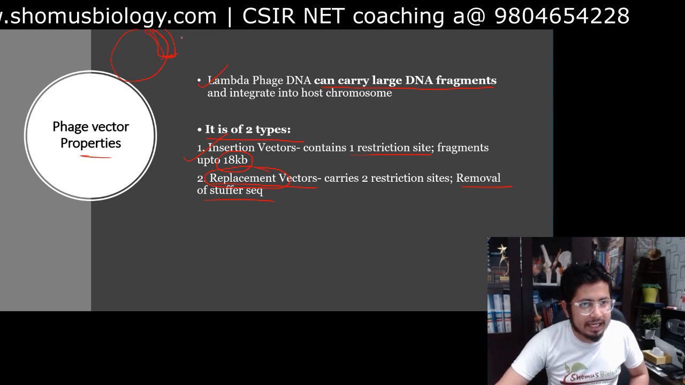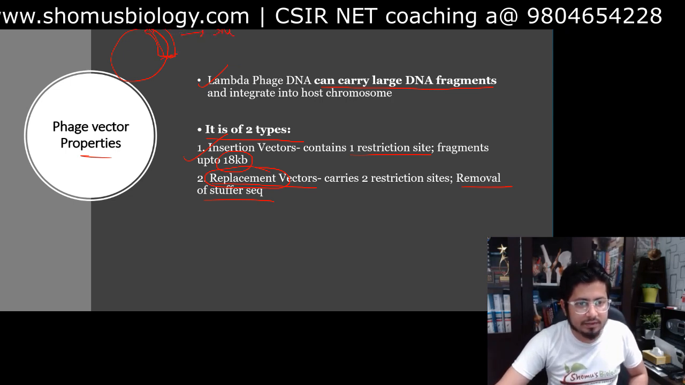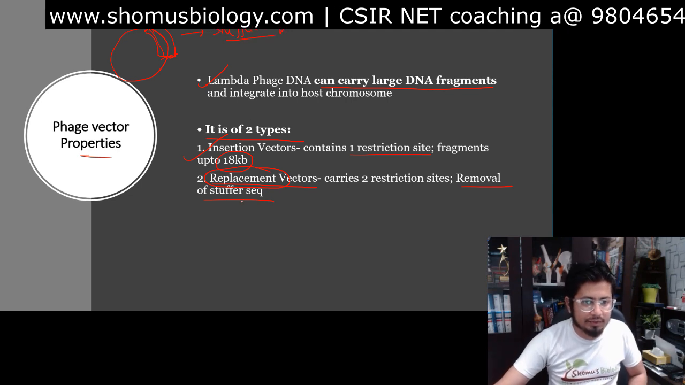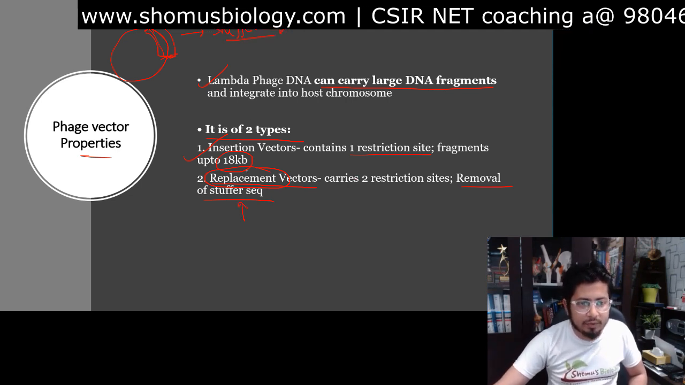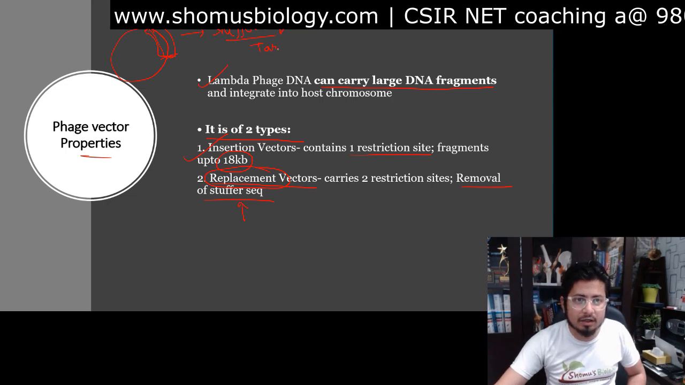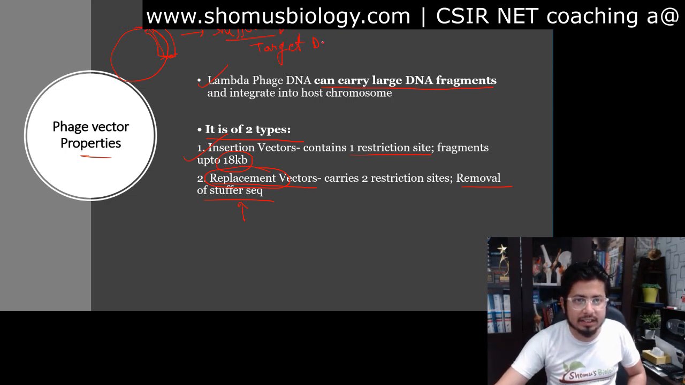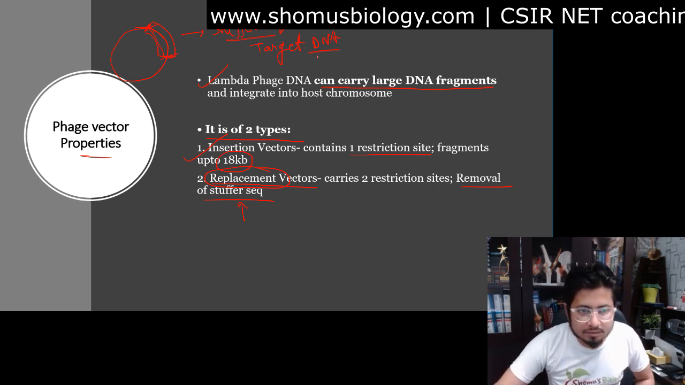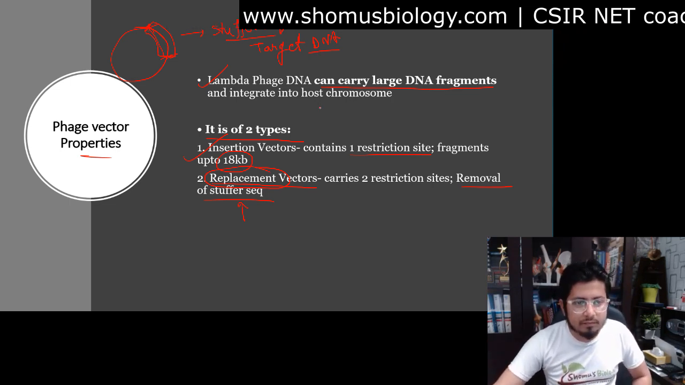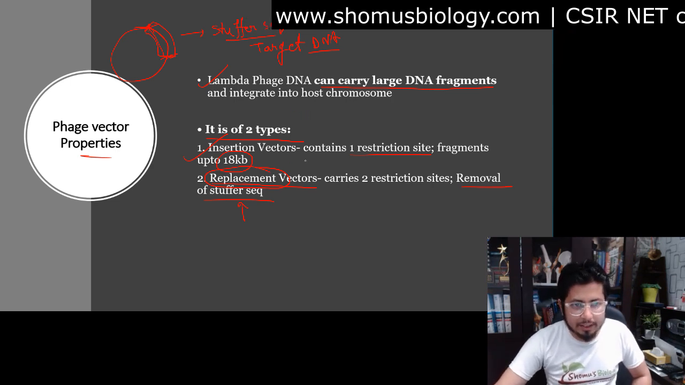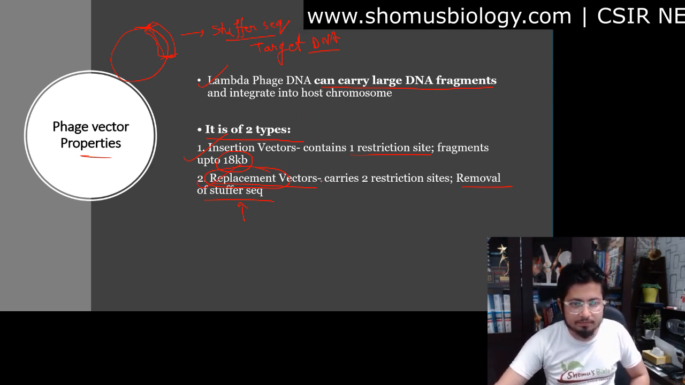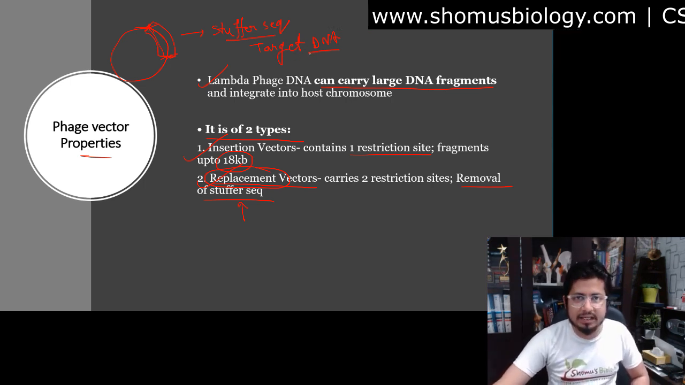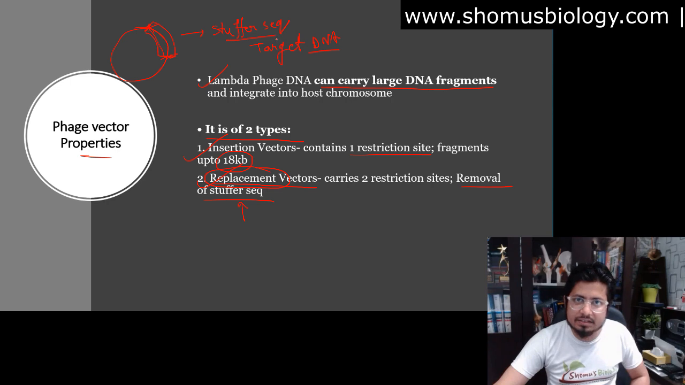You can cleave that portion out, known as the stuffer region or stuffer sequence. So replace the stuffer sequence with the target DNA of interest, and then we can continue the process of gene delivery and cloning. Okay, that's what we can do. Replacement vector is used in this case of transferring the target DNA and replacing the stuffer fragment.